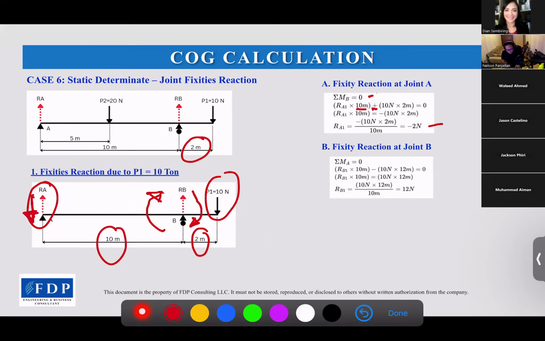And then to calculate the joint reaction at B, we use the total moment at A equals 0. What is the moment acting on A? It will be RB times 10 meters here, and then there is 10 newtons times 12 meters. The distance to A, 10 plus 2 equals 12 meters. So we get RB1, 12 newtons. That's the reaction due to P1.